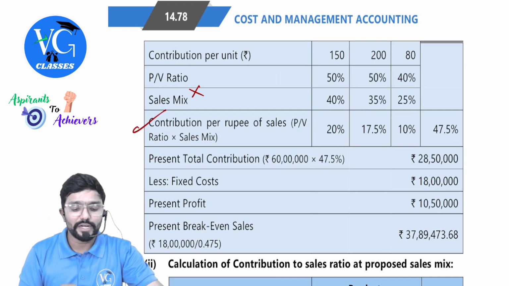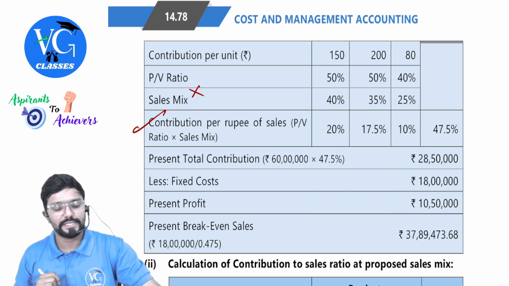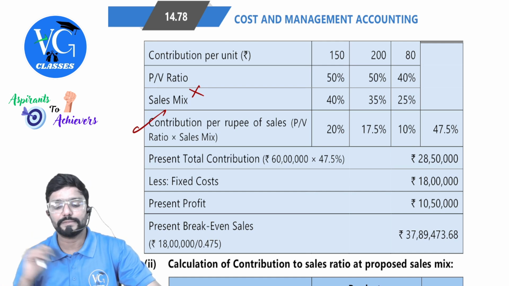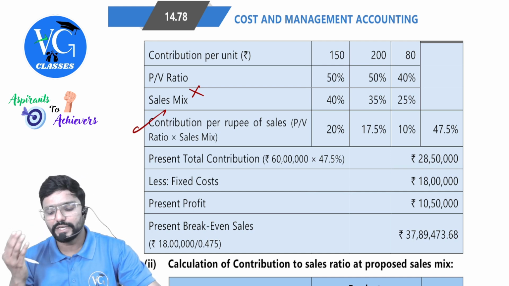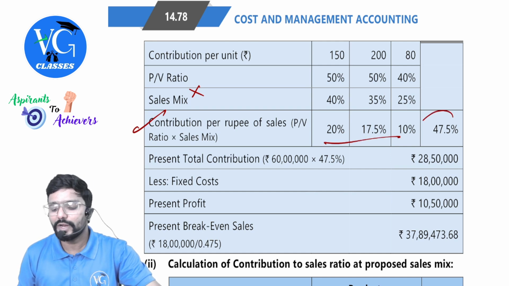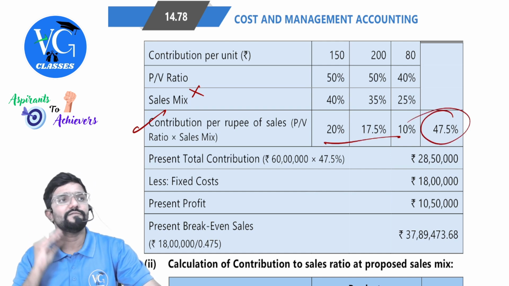Multiply with the sales mix and you will get contribution per rupee of sales. That is PV ratio into sales mix. Clear? That is 50 into 40%, 50 into 35%, 40 into 25%, you do that and you will get it. Overall, how much? 47.5%.